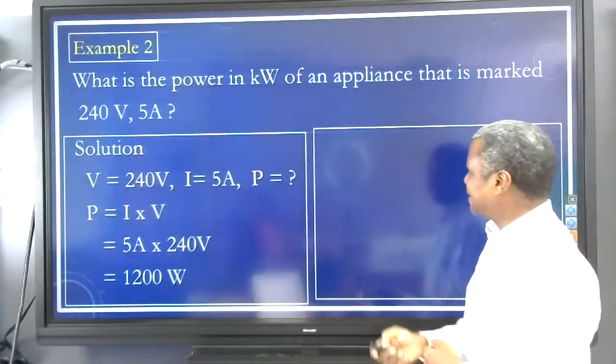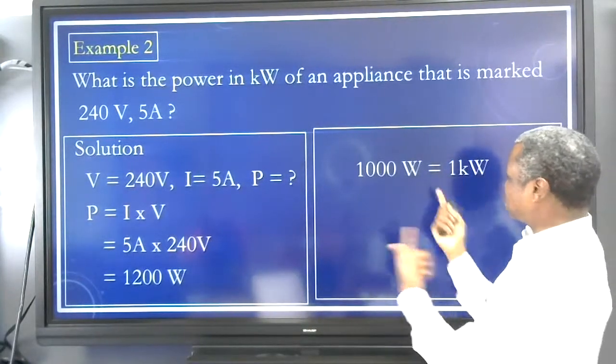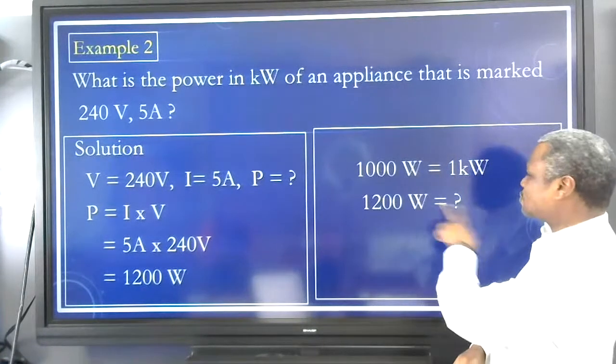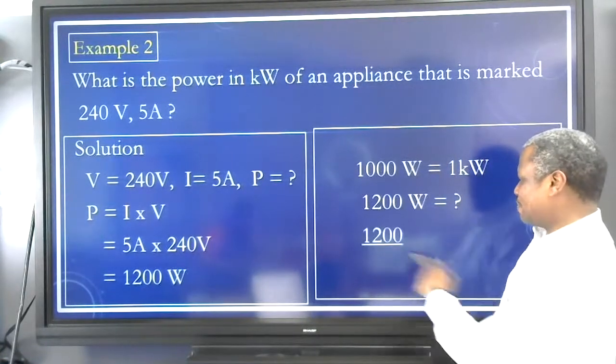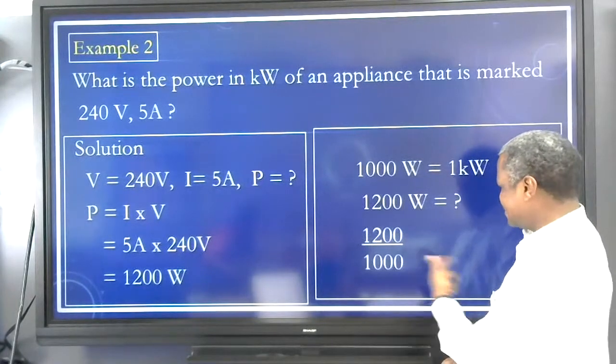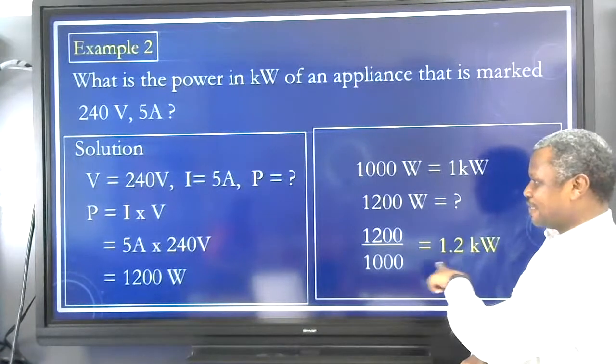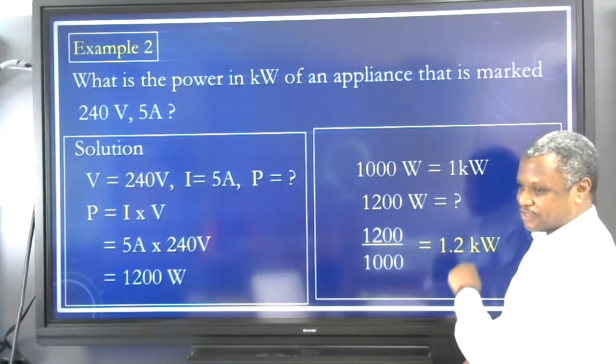Going back to the previous slide, remember we said 1,000 watts is equal to 1 kilowatt. So you substitute that: 1,200 watts is equal to what? It's equal to 1,200 divided by 1,000. When you divide that, you get 1.2 kilowatts.